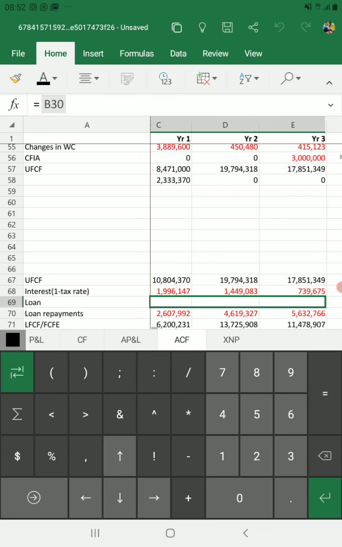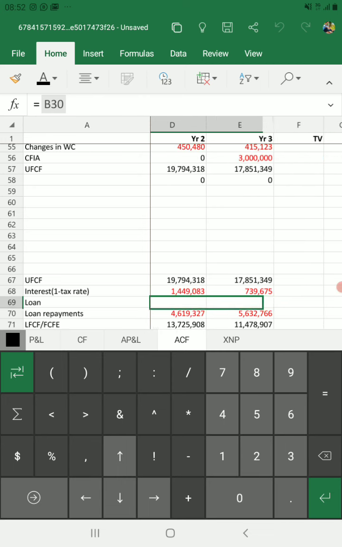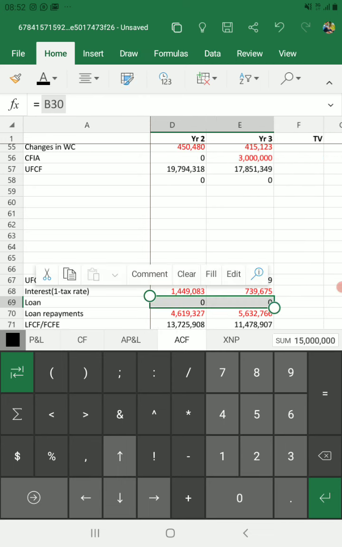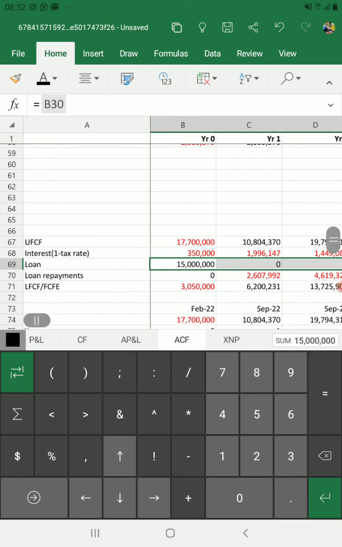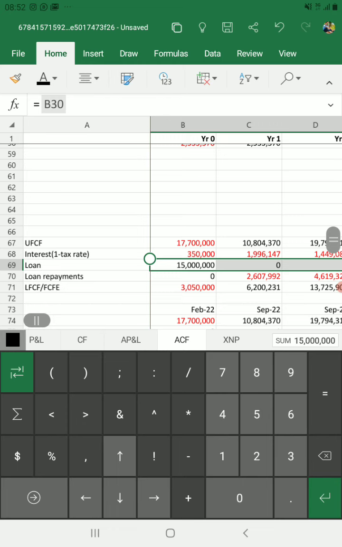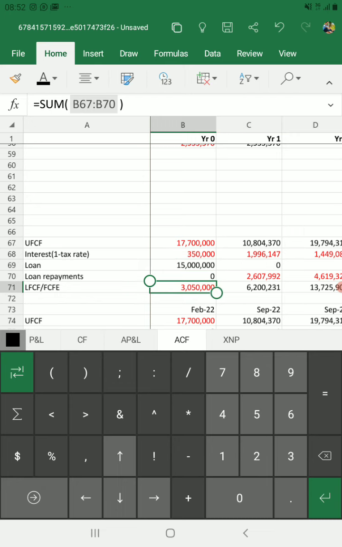Let me drag this formula throughout, so in case you add loans in future, it can simply take them into account. So you see, after adding the loan repayment figure, now our levered free cash flow has changed.